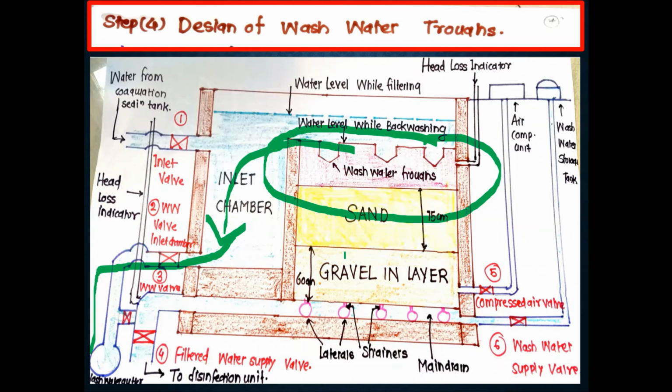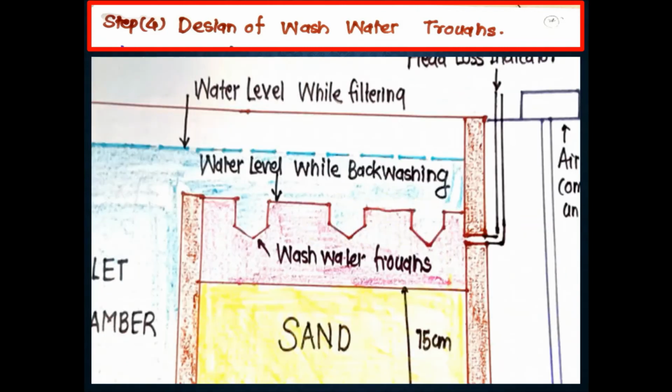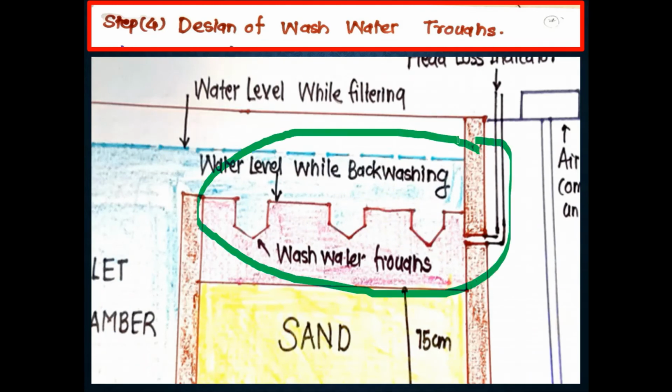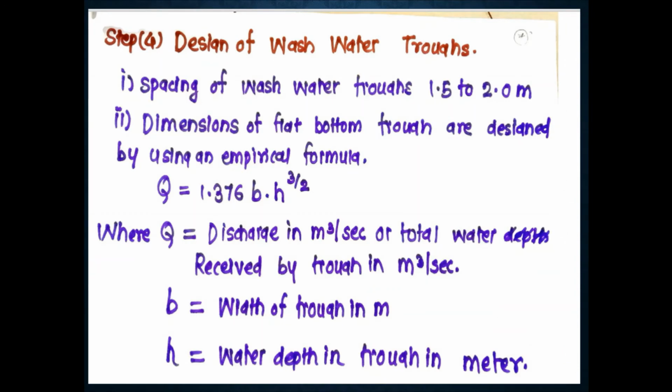If it is not there, manually we have to do the backwashing, and wash water troughs save a lot of work, or a lot of labor is saved due to the placement of wash water troughs. And we will see how to design the wash water troughs. This is an enlarged section of the wash water troughs. Actually these are nothing but the wash water troughs, and these troughs we have to design. That is the next step, step number 4.